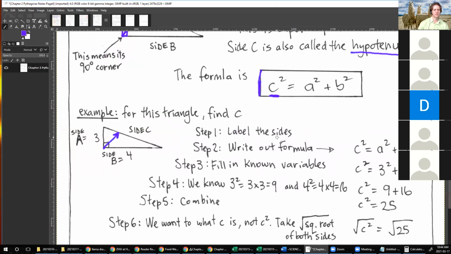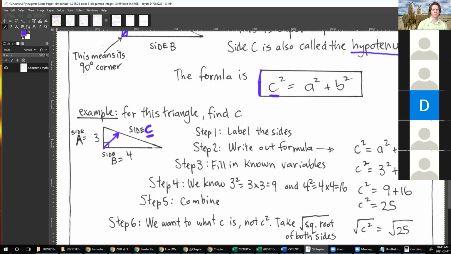So step 1 is to label the sides. Let's figure out which is side C, and then which is side A, and which is side B. So we've already talked about this, really important. This is going to be C for sure. And it's going to be the longest of the 3 sides. This diagonal is always the longest. Side A and side B, it doesn't matter. You can call this A and B. You can call this B and this A. It doesn't matter. But we put a label on it just so that we know what we're talking about. But C definitely does matter. It's really important to get C right.